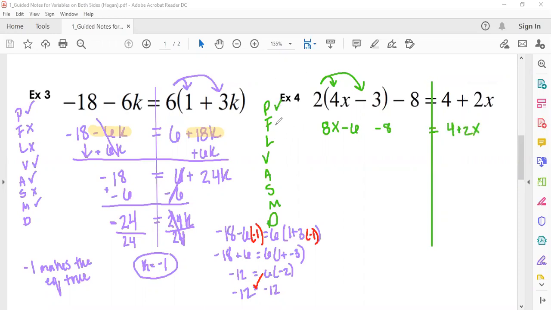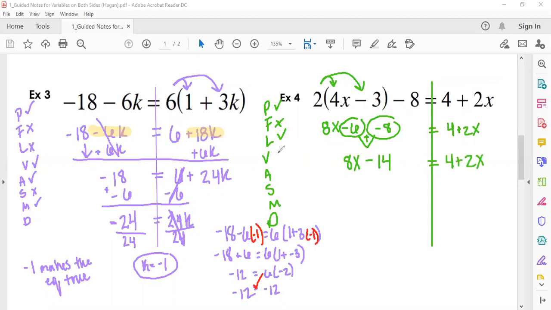So I go back to my checklist. I took care of parentheses. I do not have fractions, but I do have like terms on the same side. I have negative 6 and negative 8 that are alike. So we're going to add those together. What is negative 6 plus negative 8? Well, if I add these together, I'm going to get negative 14. So I add them together, keep the sign. So I have 8x minus 14 equals 4 plus 2x.